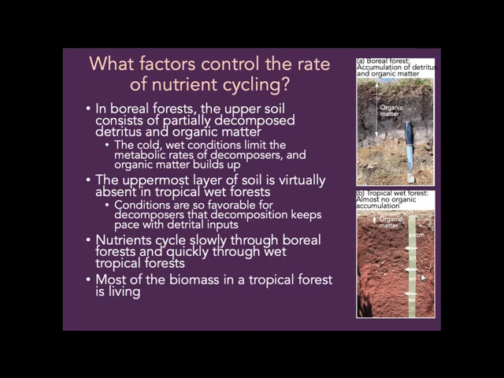One thing that you might notice is that in a boreal forest, you have a lot of organic matter that's locked up in this decomposing layer, so a lot of decomposing material, less on the surface. However, in a tropical forest, very little of the organic matter is locked up here. The rest of it is available. So most of the biomass in a tropical forest is alive.